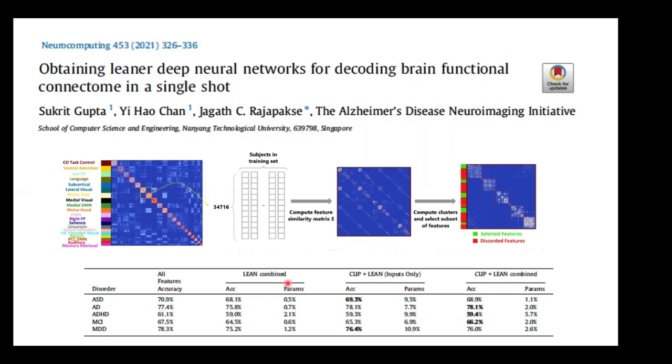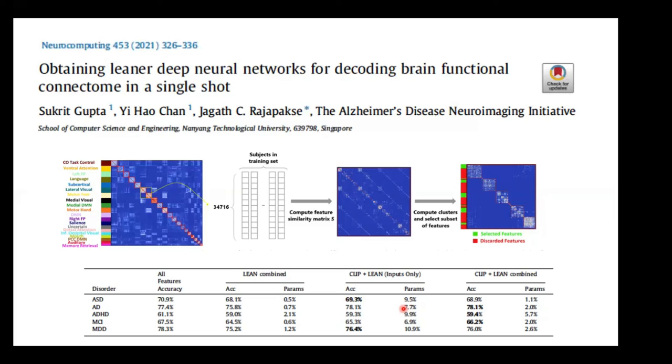But using our method of decoding, we simplify the network. In this paper we introduced two kinds of algorithm, LEAN and CLIP. By using them, we could get down to a parameter count of about 1%. We can remove about 90% to 99% of the connections in the neural network and make it very compact. But still, the accuracy was very high. We are not losing much accuracy. Sometimes we got an improvement of the accuracy.